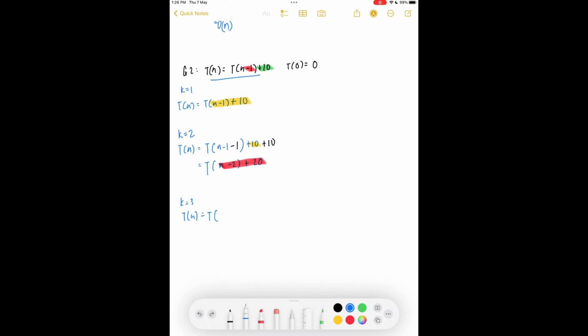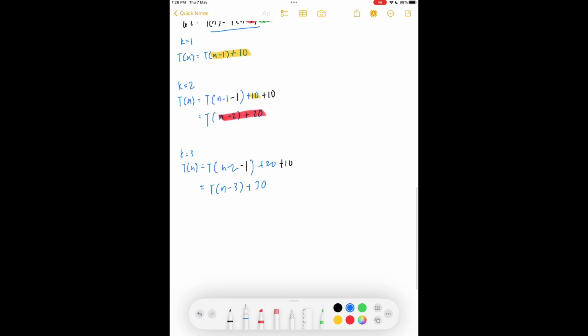So, n minus 2. Okay, in step down, what do I have to do? I have to minus 1. Okay, plus 20. And step down, what do I have to do? I have to plus 10. Okay, let's calculate that. Tn minus 3 plus 30. And that is your equation for the third round.